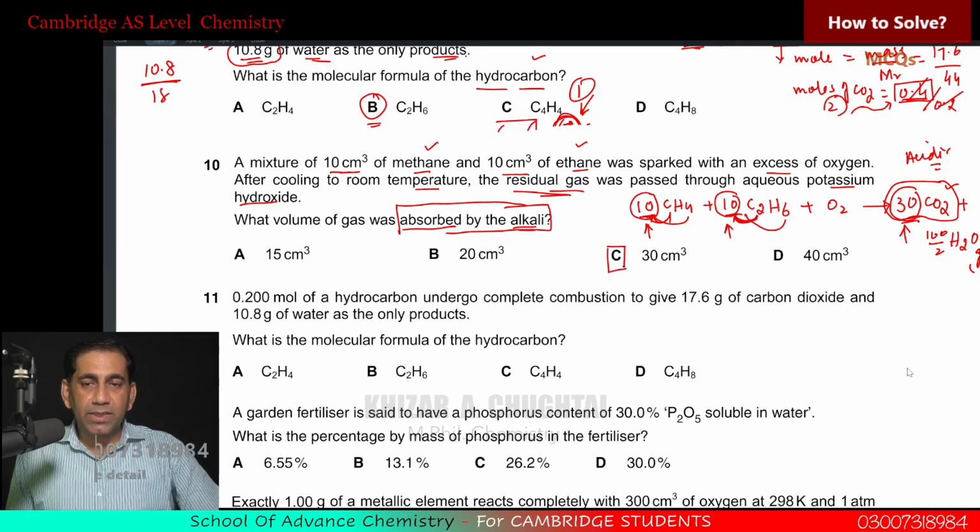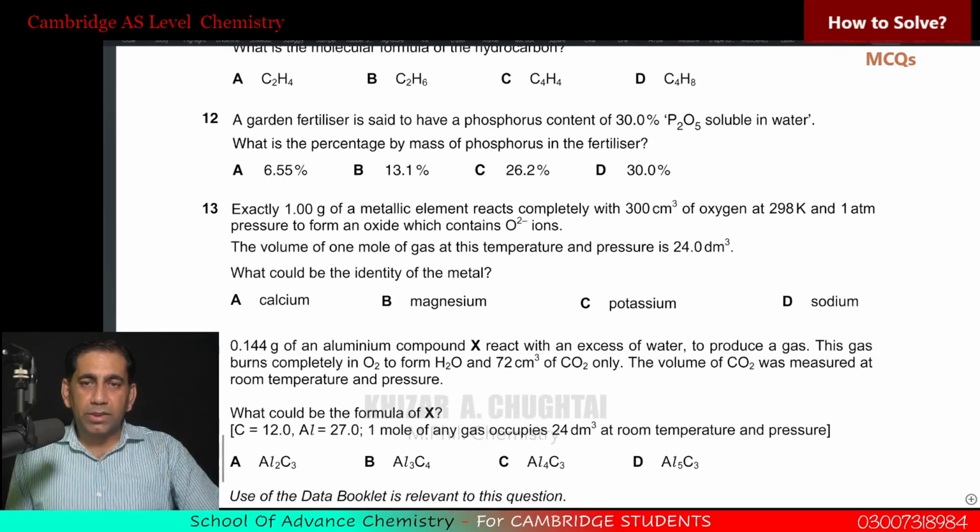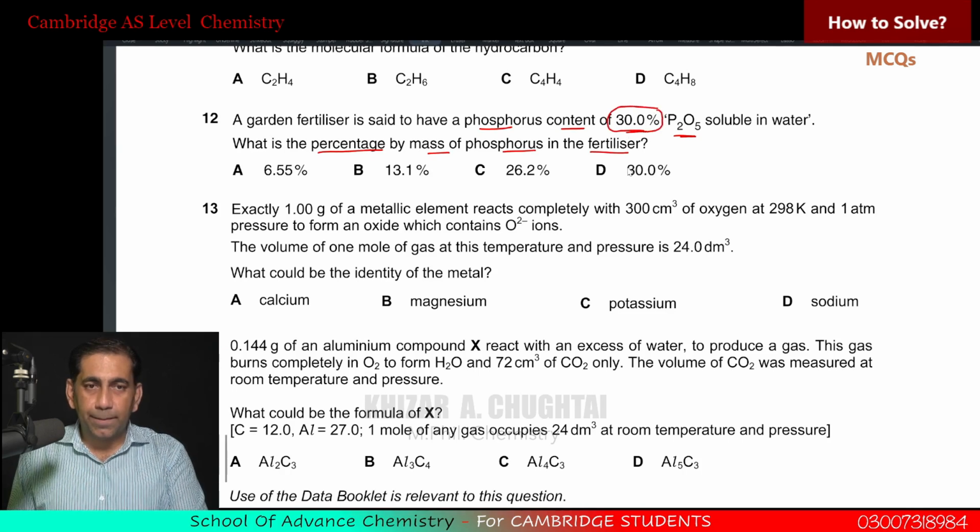The next question is this one. A garden fertilizer is said to have phosphorus contents of 30% P2O5 soluble in water. What is the percentage by mass of phosphorus in the fertilizer? The first thing is that this fertilizer has P2O5, the phosphorus content is 30%, just 30% pure.